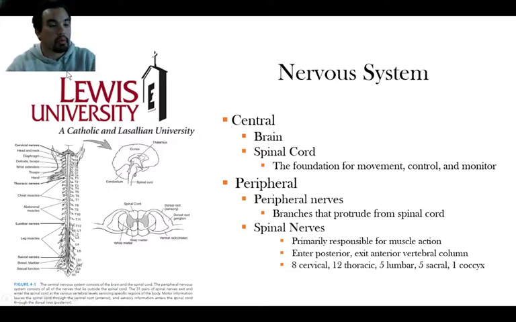So if you look at our picture over here on the left, you can see how it's got all of our cervical, thoracic, lumbar, sacral, and our one little coccygeal nerve down here, all of them labeled. And if you look at the picture, you can see how the spinal cord runs down the middle, and then out of that happen all the little arm appendages.